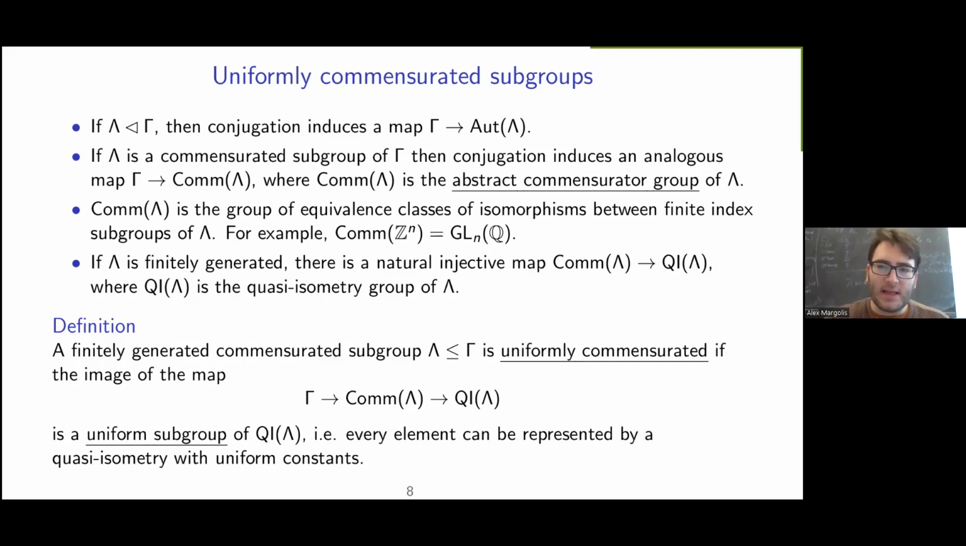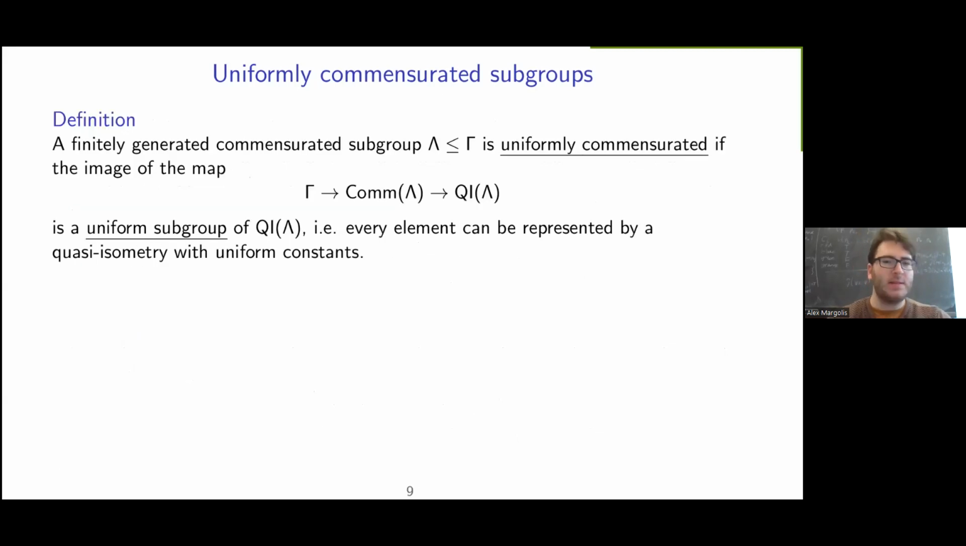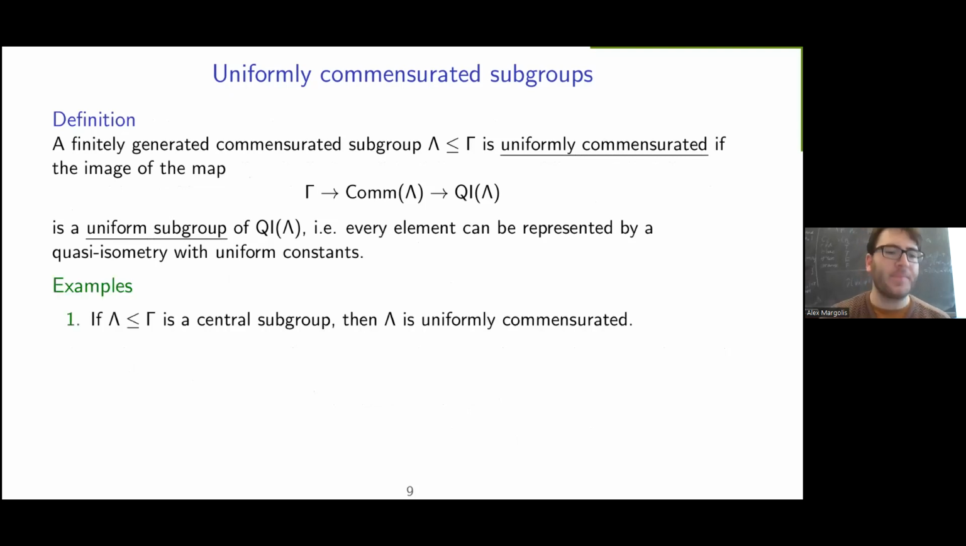Like I said, this is a little bit technical, so I'll give some examples. Here's the same definition we just saw. The first example is if lambda is a central subgroup of gamma, then it's uniformly commensurated. This is easy to see because the action of gamma on lambda by conjugation is trivial. That means every element in the image of this composition can be represented by the identity, and so it's clearly uniformly commensurated.